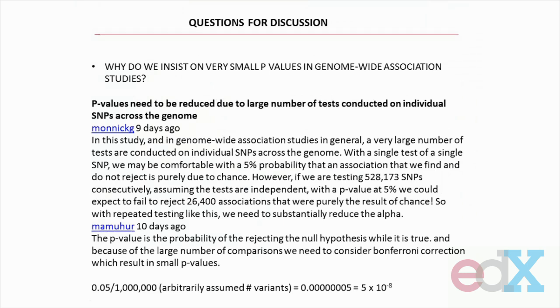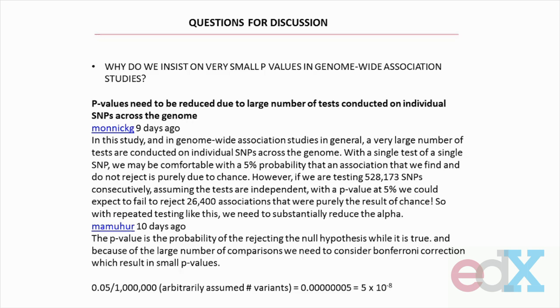So what value do we choose as this Bonferroni corrected p-value? Well, we divide the arbitrary standard p-value of 0.05 by the number of statistical tests we think we're doing. And in this context, we have agreed to divide by a million. Why a million rather than 528,173, the number of SNPs on the chip?